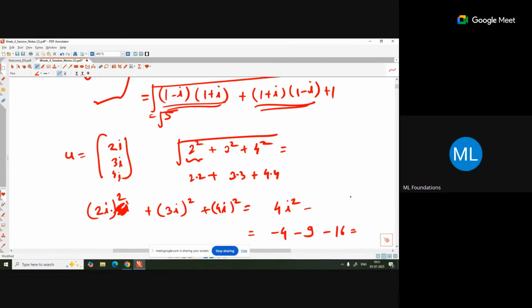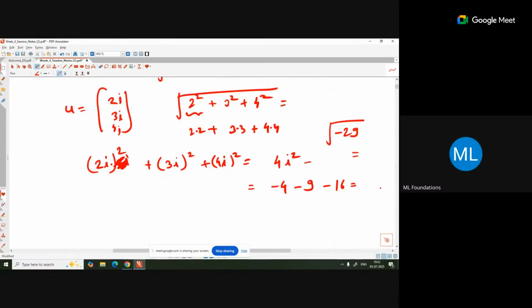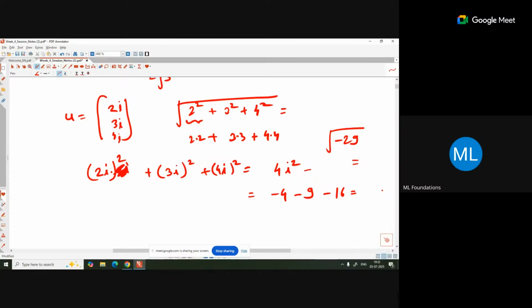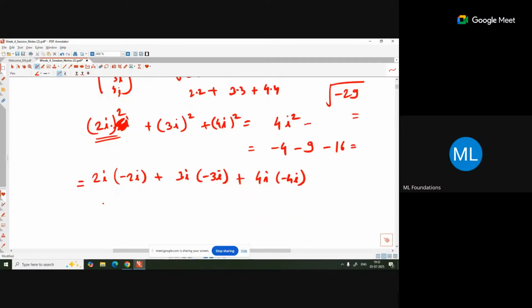So the total will be what? Minus 29. Then it will be the square root of minus 29, and then it will be a complex number, correct? But that's not how it is done, because when you do the dot product, it should be a scalar, it should be real. This is not how it is done for complex numbers. For that you need to do 2i times minus 2i plus 3i into minus 3i plus 4i into minus 4i, and then your answers will become different.